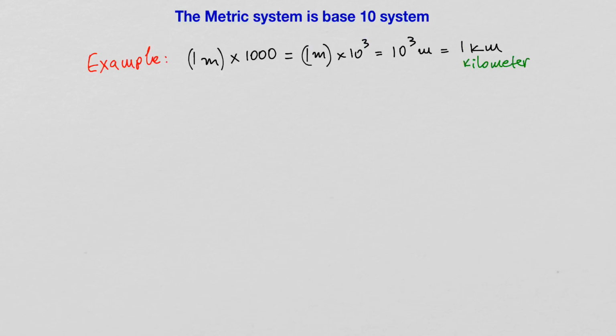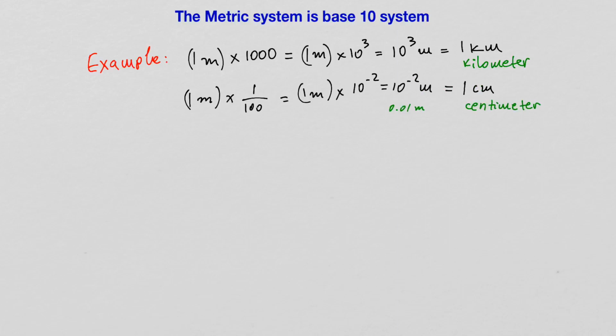So let's give an example of that. So let's look at the basic unit for length, and that is the meter. So if I take 1 meter and multiply it by 1,000, that is the same as multiplying this 1 meter by 10 to the third power, because 1,000 is equal to 10 to the third power. And so then this multiplication gives me 10 to the third power meters, which is also known as 1 kilometer. And we are going to talk about the naming of these denominations in a bit.